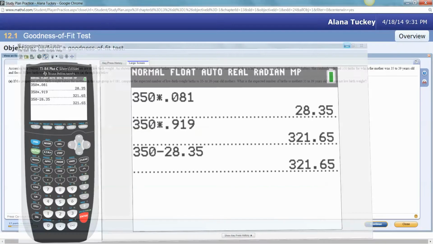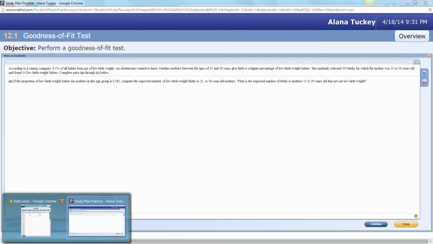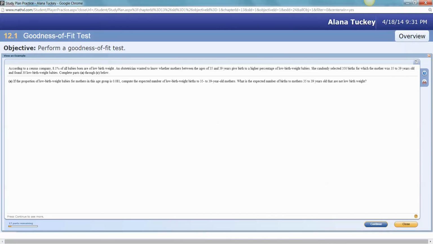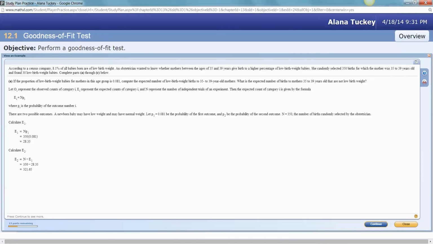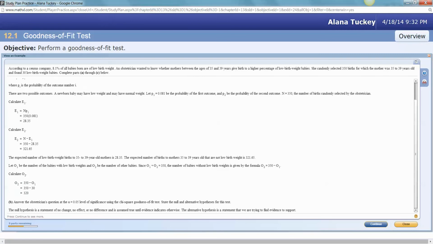Your observed values are: she randomly selects 350 and she observed 30 low birth weight babies. So I put that into StatCrunch here. The observed was 30 low birth weights and then 320 non-low birth weights. And then we expected 28.35 and 321.65. All right, so now let's see what else they want. So we figured out the expected values, see 28.35 right there, 321.65 just like we came up with. And then the observed values, we already did that. That's 30 and then 320 because that would make 350.